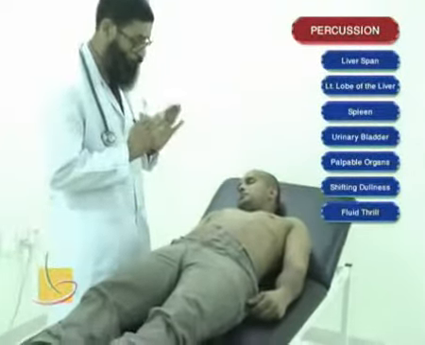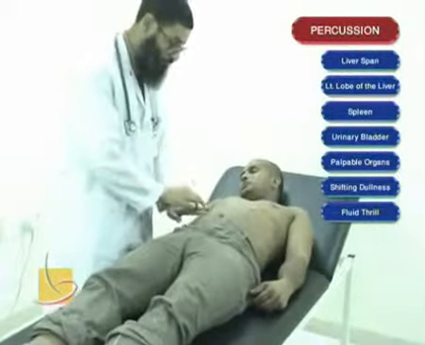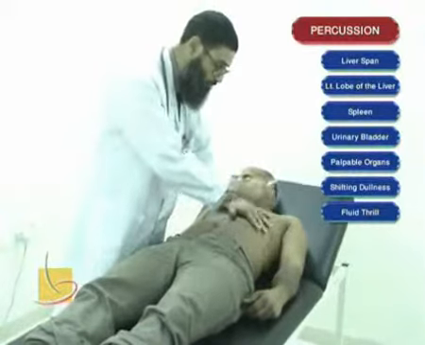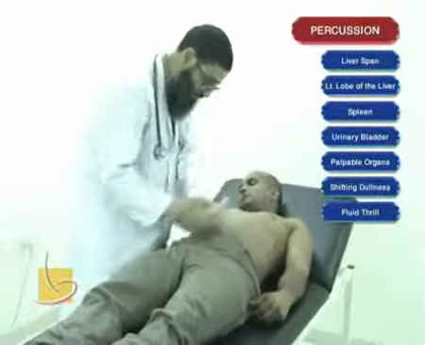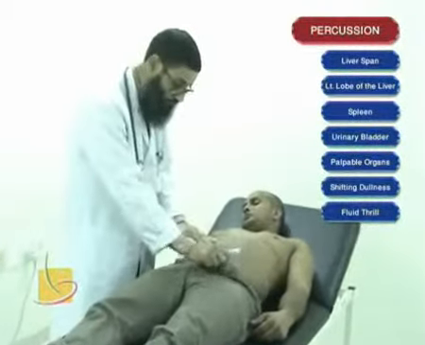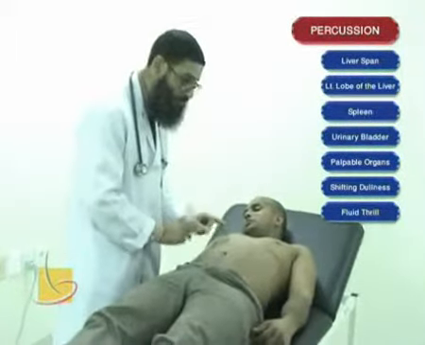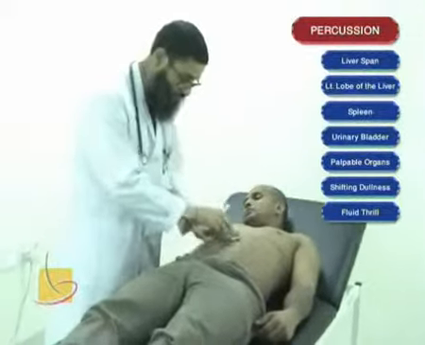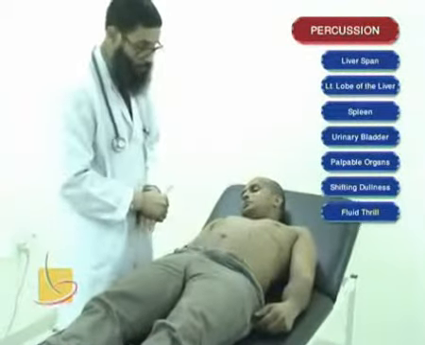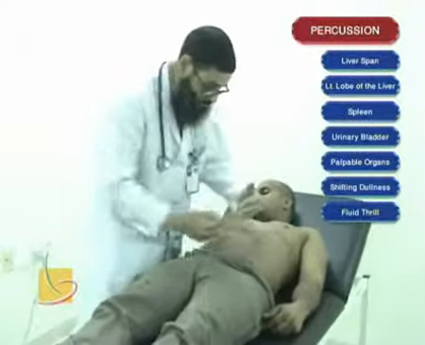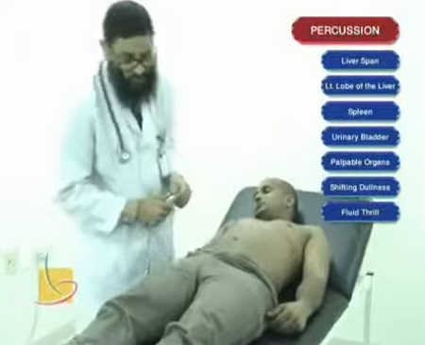So, percussion of the liver, percussion of the spleen, percuss the costal margin, percuss Traube's area, percuss any other mass you can get, and describe. Don't forget to get the liver span in centimeters. Percussion for the bladder, and then percuss for ascites, shifting dullness, and fluid or transmitted thrill.